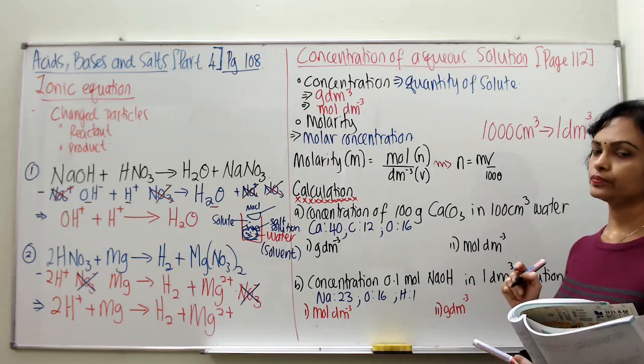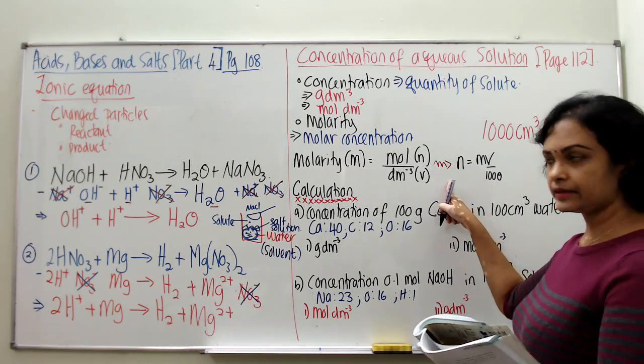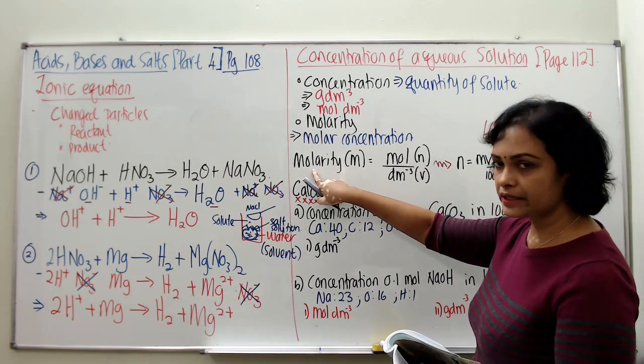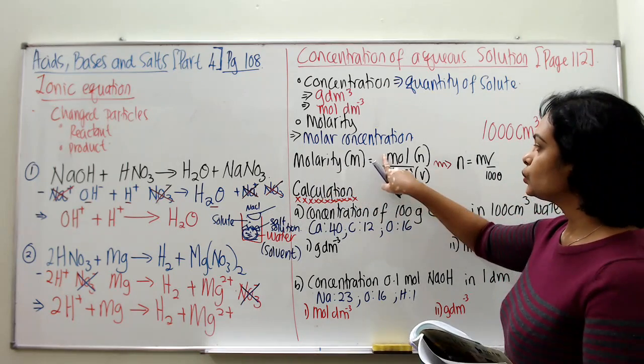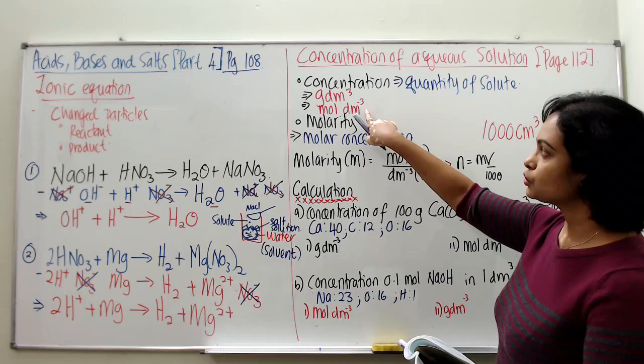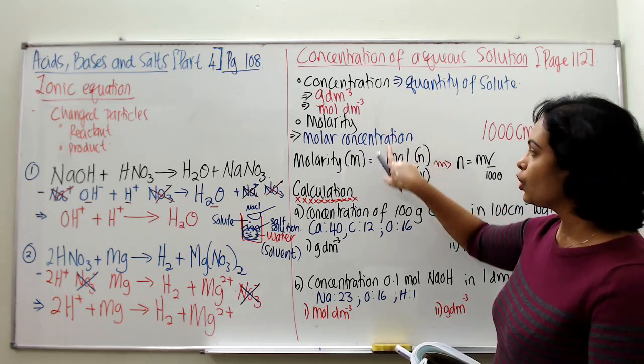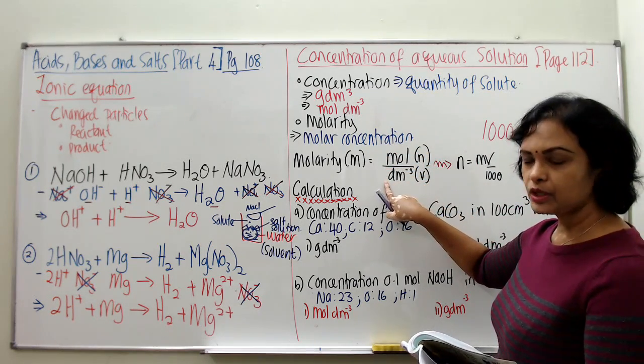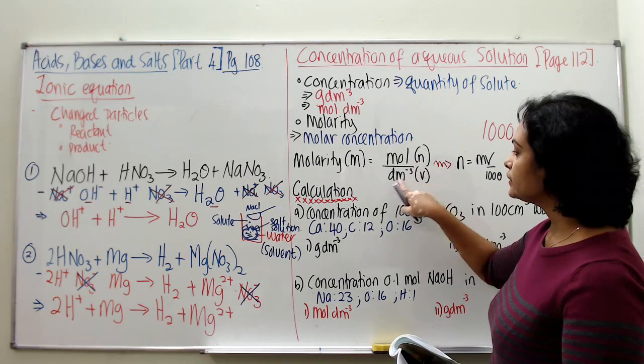Okay, so I hope you can understand this. So again, molarity is equivalent to mole per dm cube. So molarity is molar concentration. So basically this substance, mole per dm cube. So mole is written as n, and dm cube is volume.